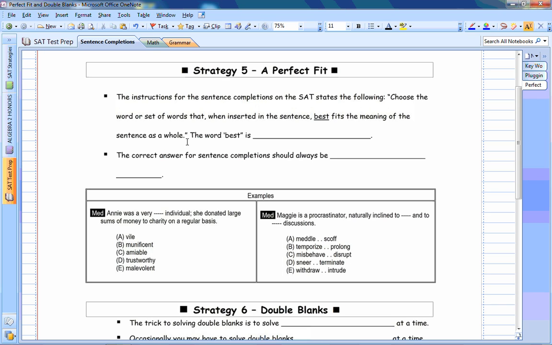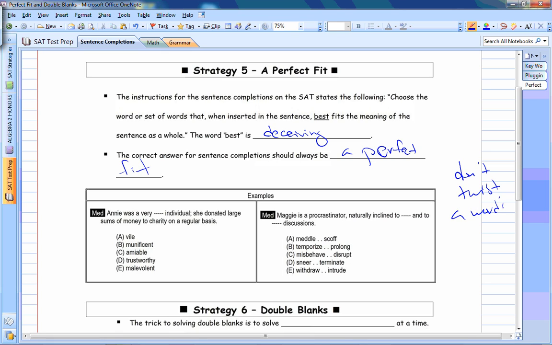The instructions for the sentence completions on the SAT state the following. Choose the word or set of words that, when inserted in the sentence, best fits the meaning of the sentence as a whole. The word best is actually deceiving, because really it's more a perfect fit. So the correct answer should always be a perfect fit. It's not kind of or sort of. It has to work all the time. So you never want to twist a word's definition just to make it work.